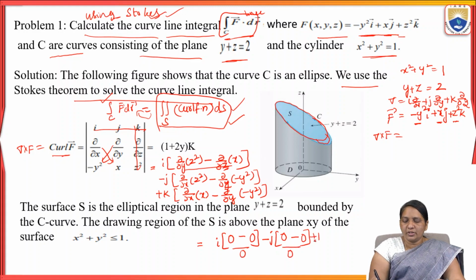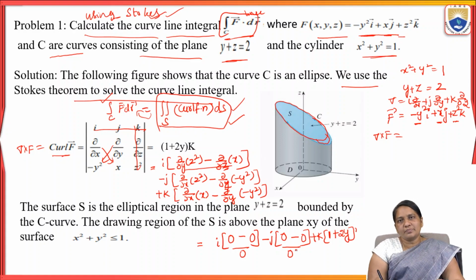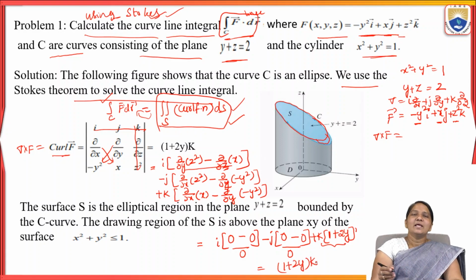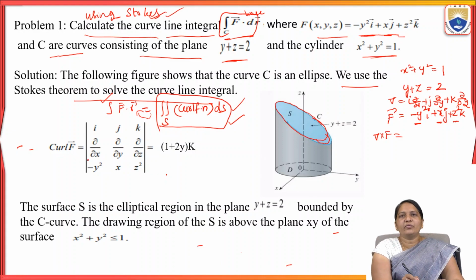Now we are doing the third term, k into del by del x of x. The partial derivative of x is 1. Next, minus of minus is plus, so del by del y of y squared, which is 2y, into k. So the first two terms are 0. Finally I got 1 plus 2y into k. This is the value of curl F. Now we have got the value of curl F.